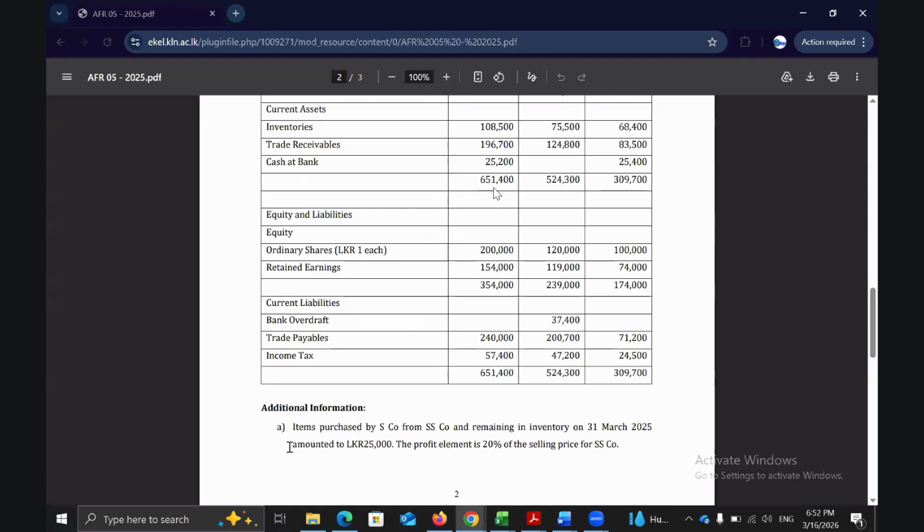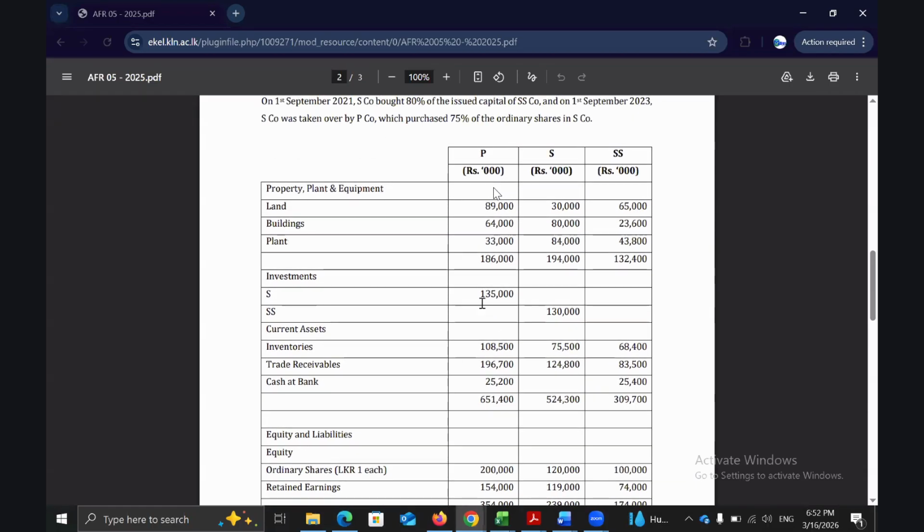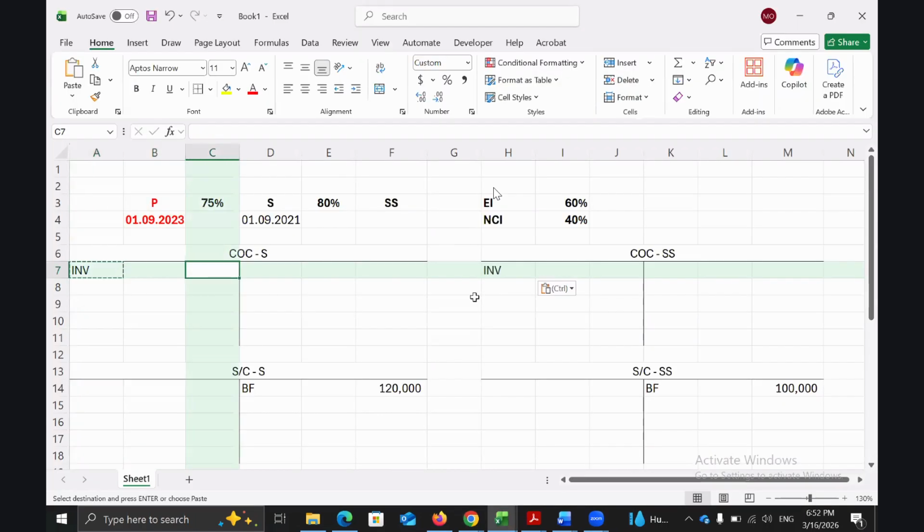First, we need to consider the investments. Okay, we'll take the investments. First investment is made by the parent company. Then the total amount of the investment belongs to the parent. We take the total amount, 135,000. Investment account credit, CUC account debit.